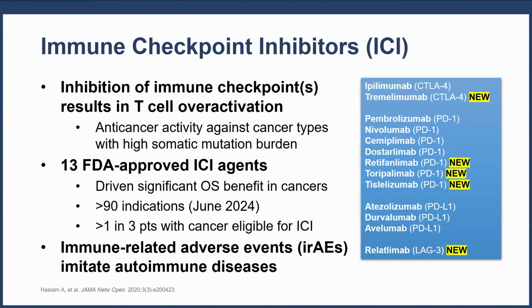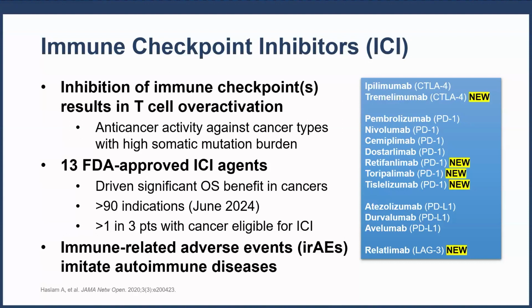There are now 13 different FDA-approved ICI agents. It's hard even to keep track of them. There are so many, and I've listed the new ones here for you. I've highlighted them and subdivided them by class, and you can see the list here. But they've driven in the past decade a significant overall survival benefit in human cancer, with over 90 FDA-approved indications, which becomes harder to track each year. But this is, I believe, accurate as of this month. And now over 1 in 3 patients with cancer are eligible for immune checkpoint inhibitors.